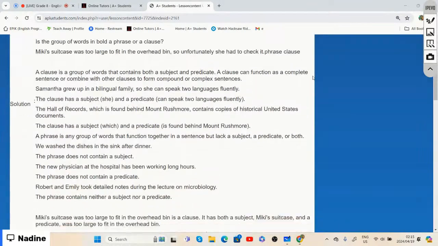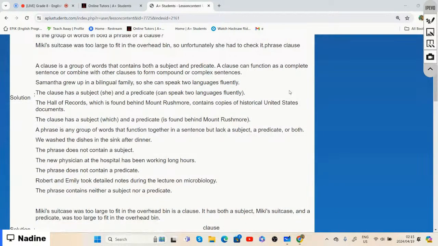So once again, we can say a clause is a group of words that contains both a subject and a predicate. It can function on its own as a simple sentence, compound sentence, or complex sentence.